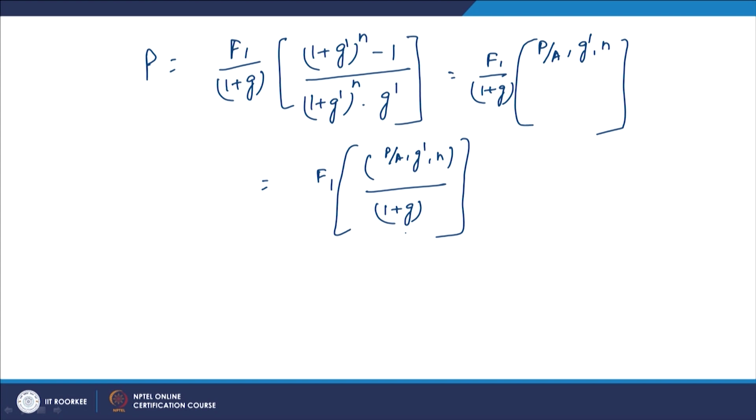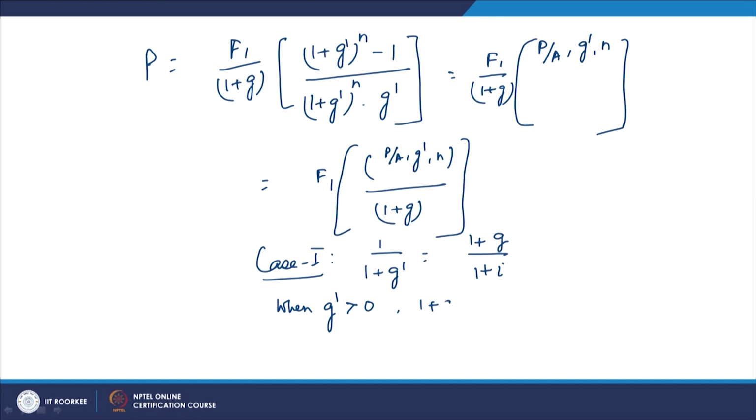Now, in such cases, there may be cases when you have the g prime which is greater than 0 or less than 0 or equal to 0. Now what we see is that in these cases we have 1 by 1 plus g prime is nothing but 1 plus g by 1 plus i. Now, g prime may be greater than 0. So, what does it mean? If it is greater than 0, it means 1 plus g will be less than or equal to 1 plus i.